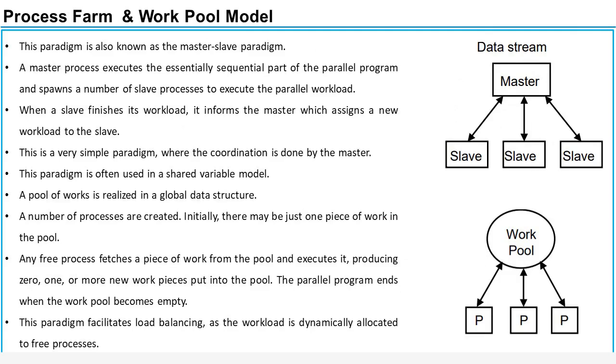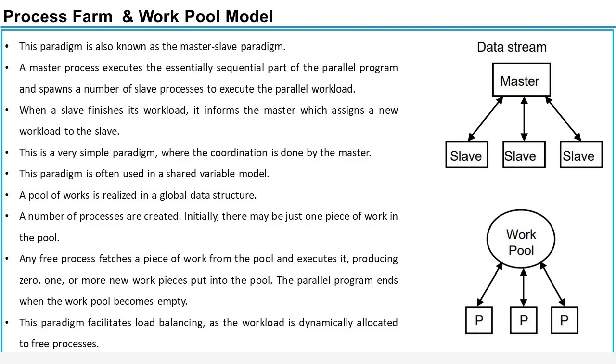Process farm and work-pool model. This paradigm is also known as the master-slave paradigm. A master process executes the essentially substantial part of the parallel programming and spawns a number of slave processes to execute the parallel workload. When a slave finishes its workload, it informs the master, which assigns a new workload to the slave. This is a very simple paradigm where the coordination is done by the master.